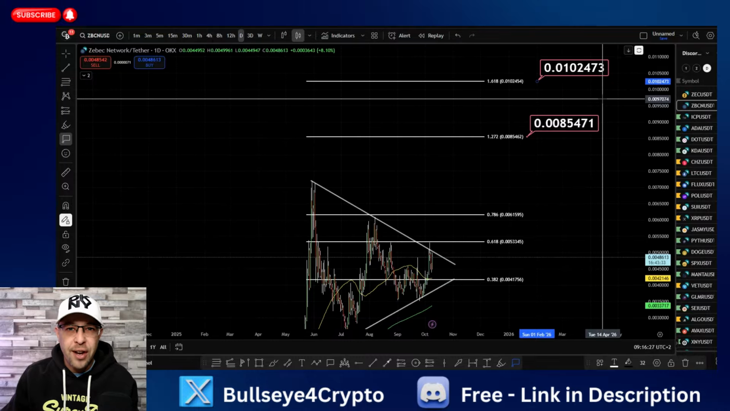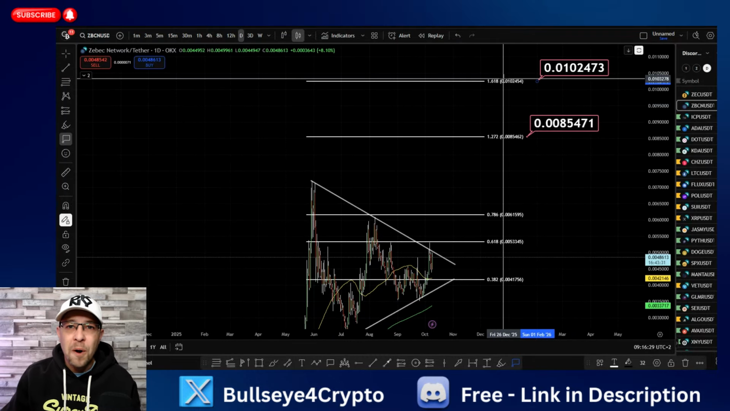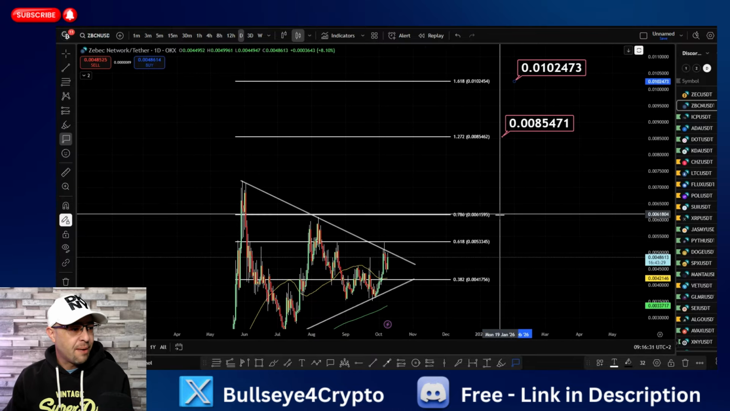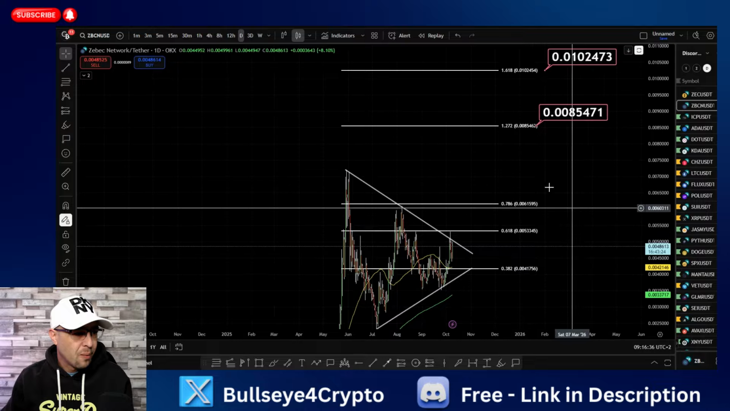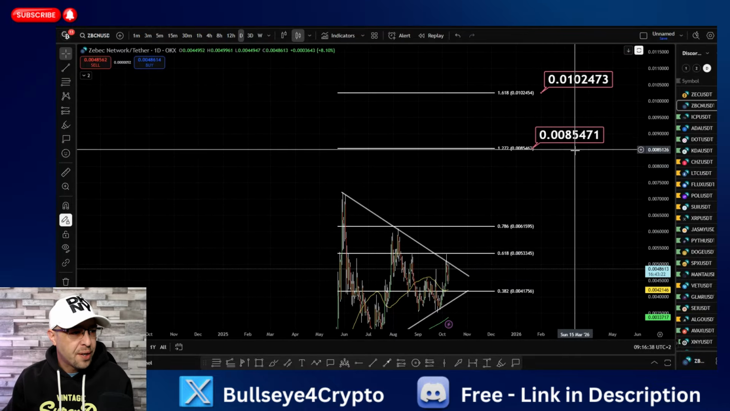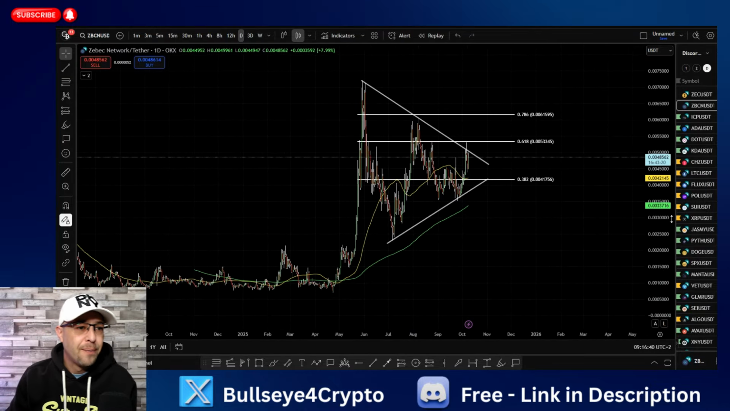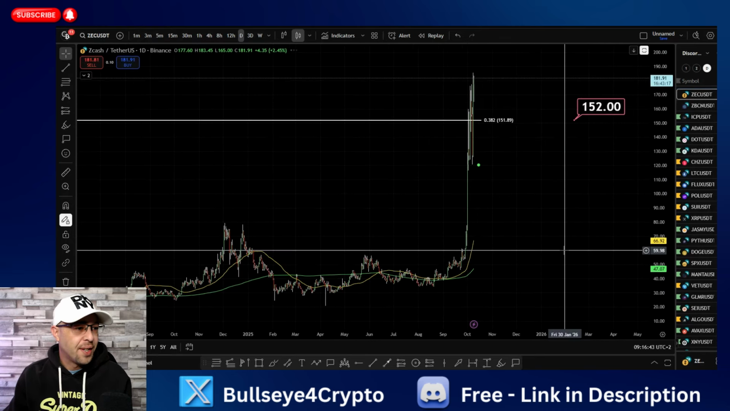Your 1618 is nearly a 0.01, 1 cent psychological round number at the 1618. That's going to be a resistance point. So the 1618, that's my target. Once we get a breakout, your 1272 is the conservative. And that's what I'm looking for. ZCASH, not interested. Too parabolic.